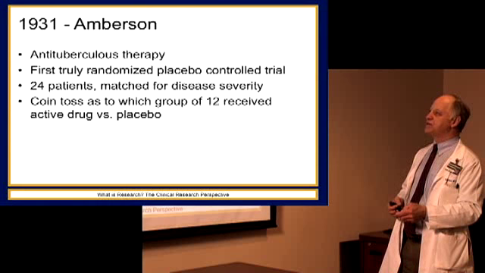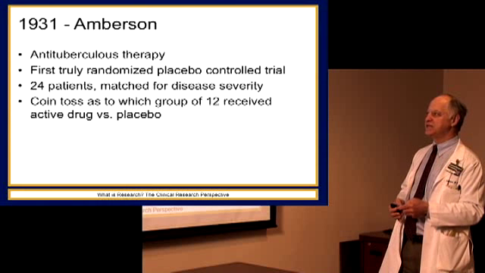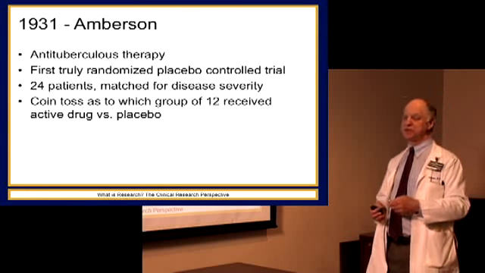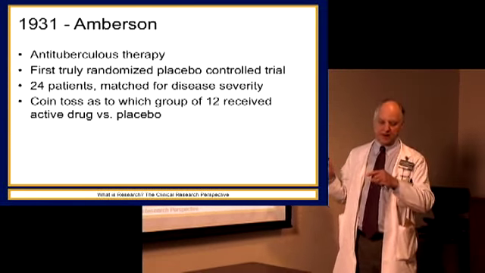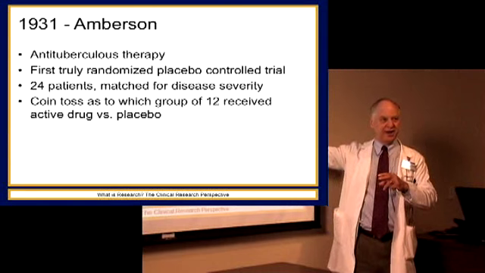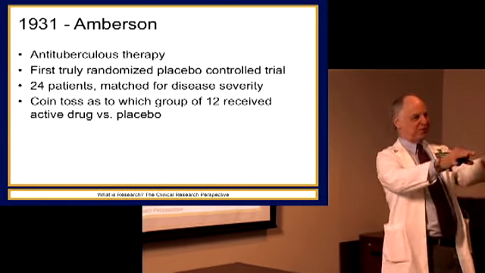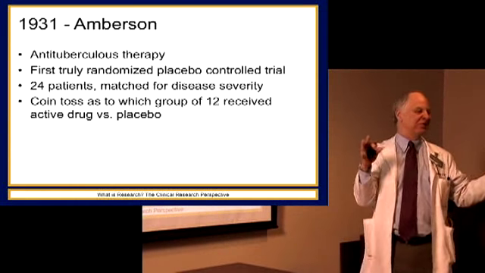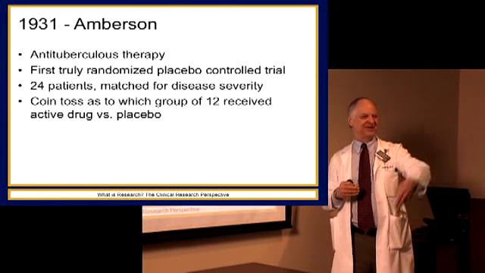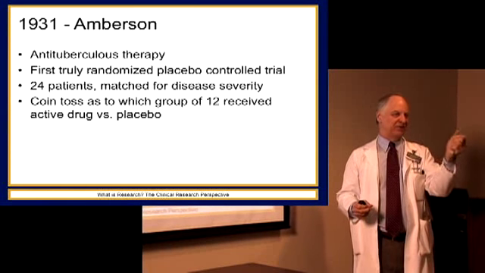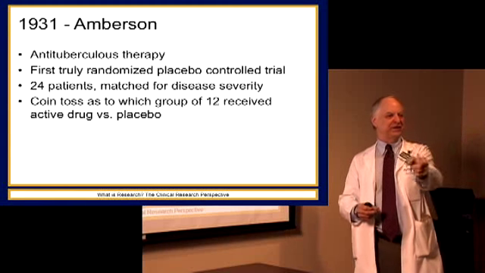He looked at 24 patients in a sanatorium matched for disease severity, and he tossed a coin and decided that 12 would receive drug versus placebo. Now, this last step is not classic at all. This is not what we would do today. I wouldn't come into this room and say, okay, being exposed to this talk is a medical condition, and I'm going to just divide you into 2 groups and then flip a coin as to which group. What I really want to do is not even flip a coin, but randomize each person individually.